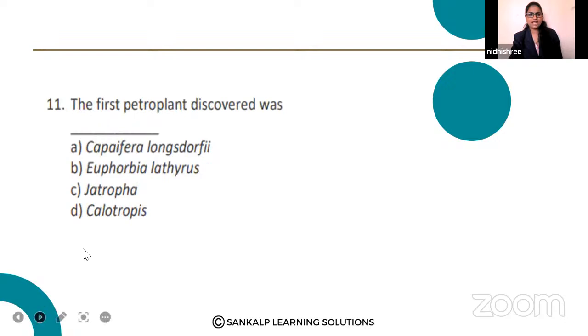The first petro plants discovered were Calotropis, Euphorbia lathyris, Jatropha and Copaifera langsdorffii. Petro plants.